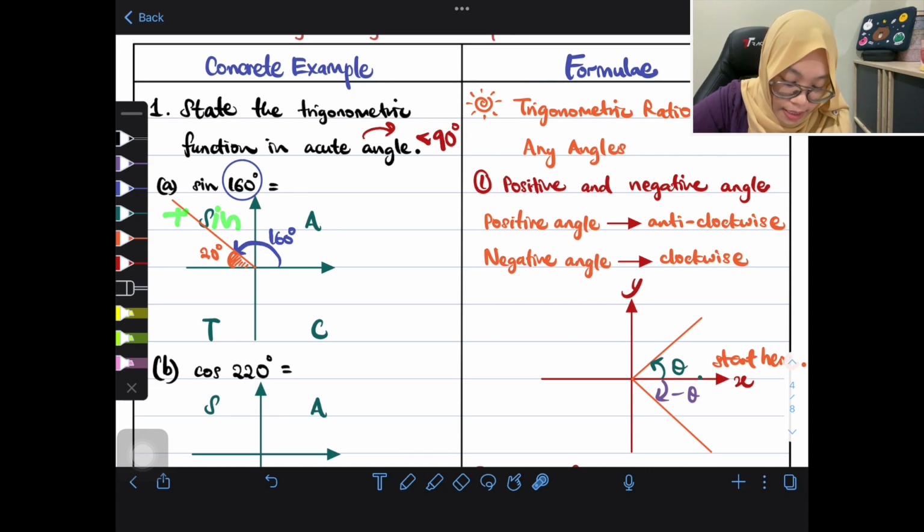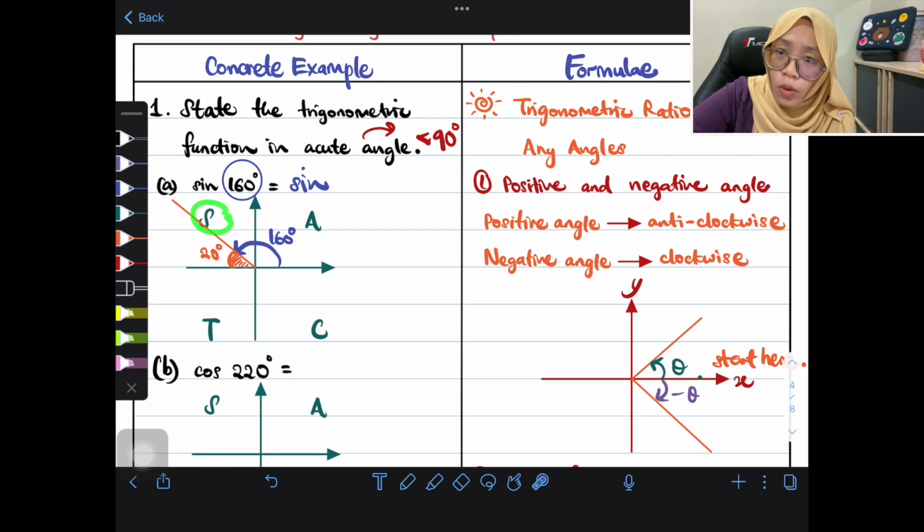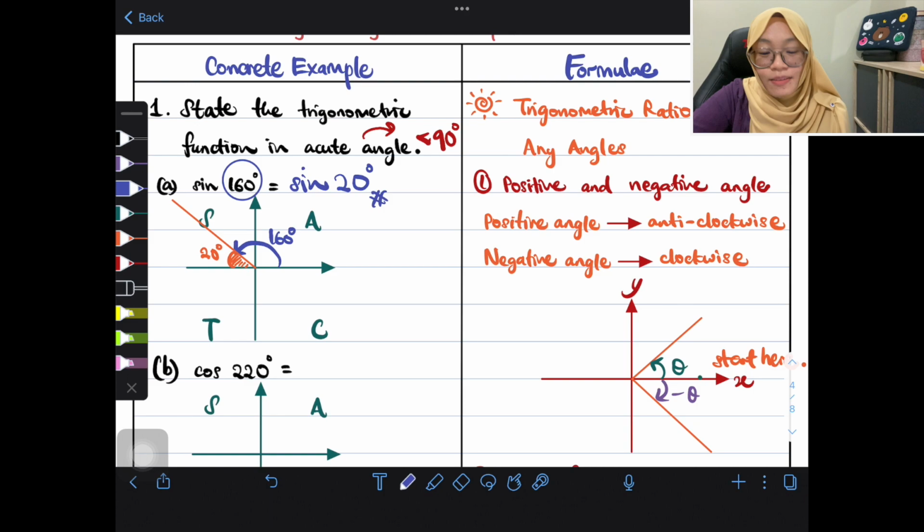Okay, so bila sign dia positif, in fact soalan ni minta sign, you kena pakai sign. Kalau soalan ni minta cos, you kena pakai cos. So sekarang ni soalan ni minta sign, and so you write sign. Tulis sign. Adakah sign ni positif ataupun negatif? Dekat second quadrant, angle of 20 is positive sign. And so this is literally positive sign 20 degree. So the answer is just sine 20 degree. Ta-da! Macam tu je lah.